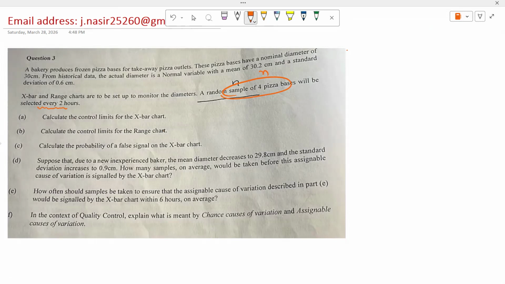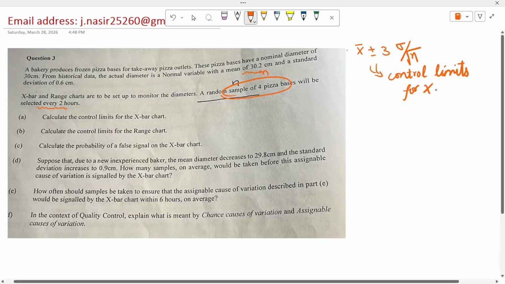We have our mean, we have our standard deviation. And what is our mean? Mean is 30.2. So mean plus minus 3 standard deviation over root n. So this would give me my control limits for what? This formula would give me control limits for the X bar chart. So this is my formula for the X bar chart.